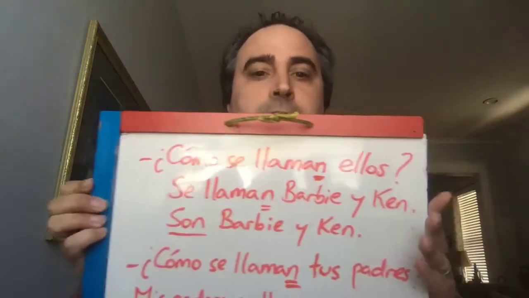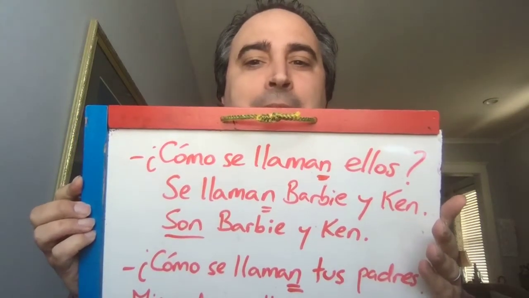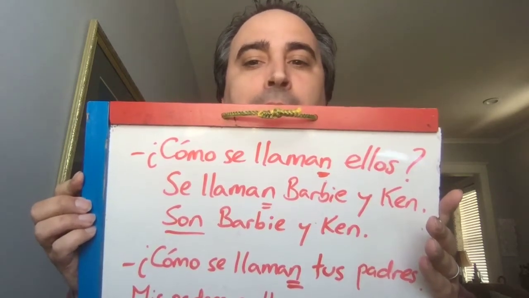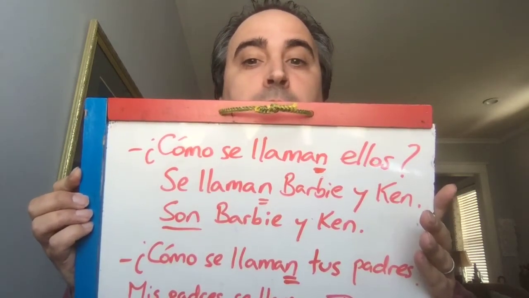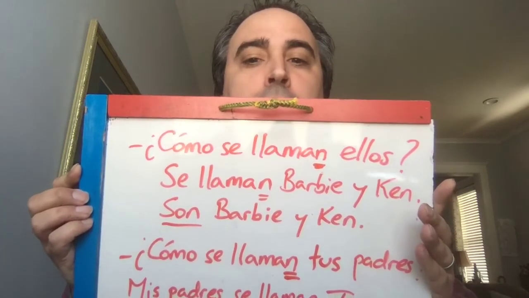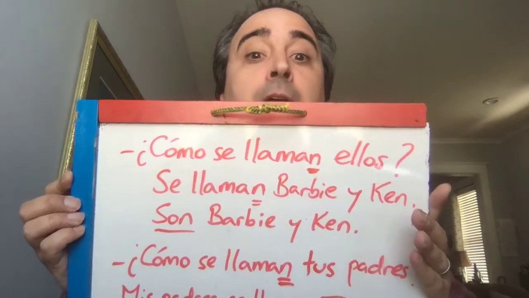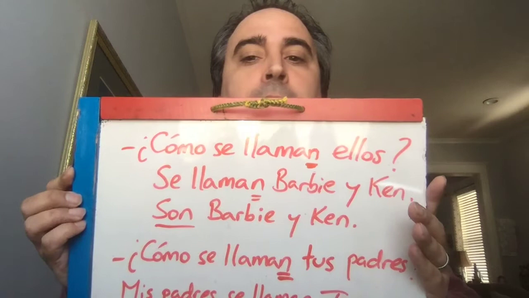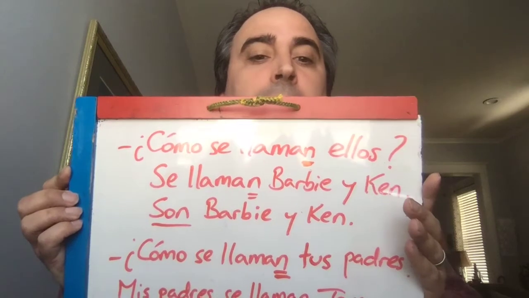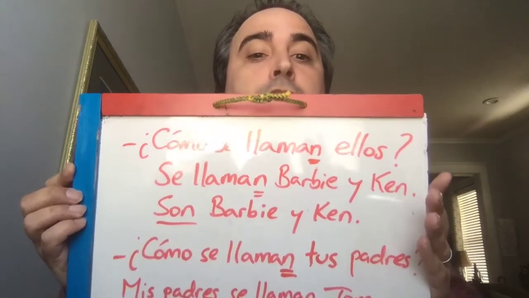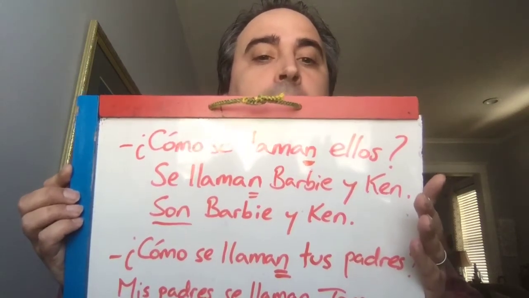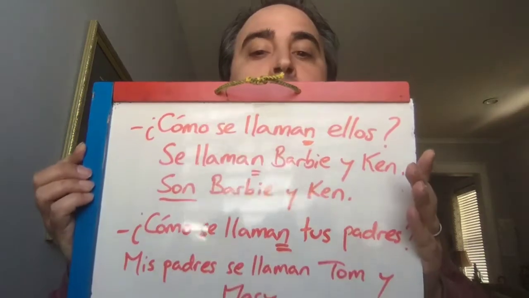Let me show you how to spell that. Here's the question, and you'll see it's a little bit different. ¿Cómo se llaman ellos? Ellos means they. It is plural, and so you see the N there. Llaman. Y la respuesta, se llaman Barbie y Ken. Or you could also say, son Barbie y Ken. Son significa they are.